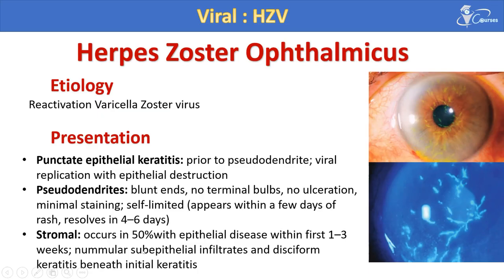For stromal keratitis, it occurs in some 50% with epithelial disease, usually starting within the first 2 or 3 weeks, with nummular subepithelial infiltrates. Nummular infiltrates are disc-shaped, small, multifocal lesions, with disciform keratitis, in the same way that the epithelial keratitis will present. Okay, so this is how a patient with herpes zoster will present.